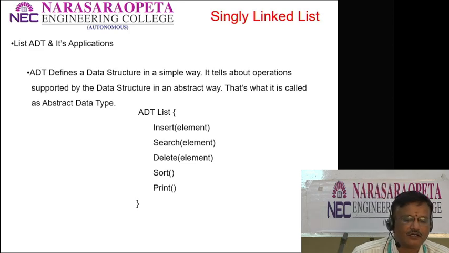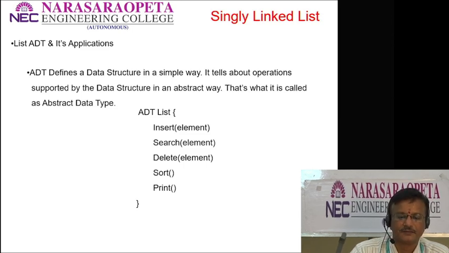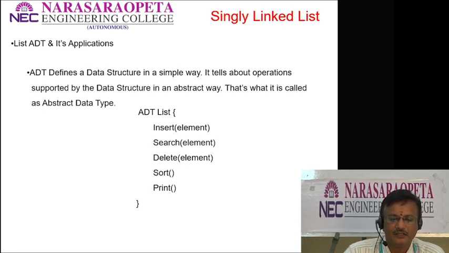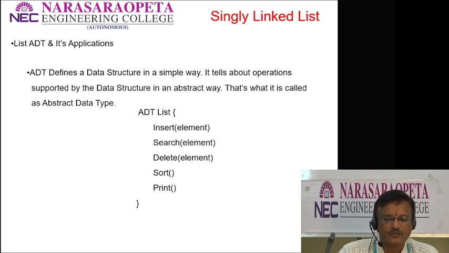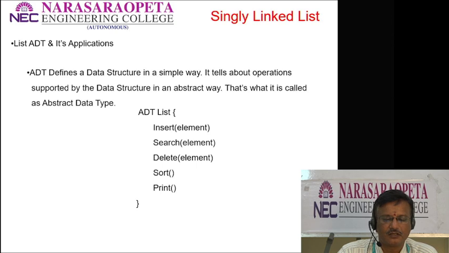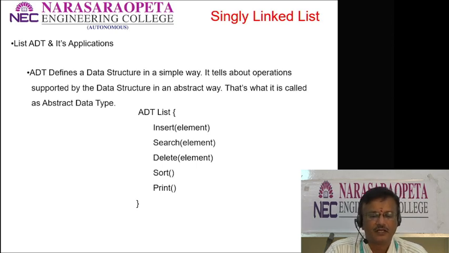Again, refreshing our knowledge: an ADT defines a data structure in a single entity, and it tells about the operations supported by the data structure without giving the implementation details. For example, if I say list ADT, list is a data structure which must support insert, search, delete, sort, and print operations.